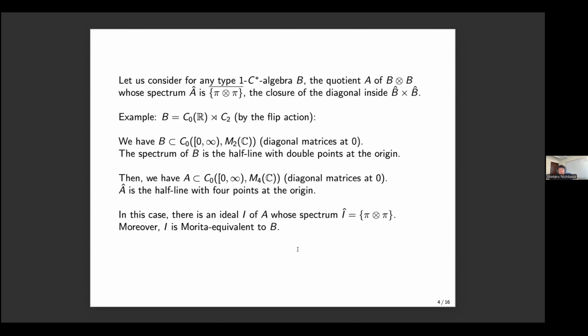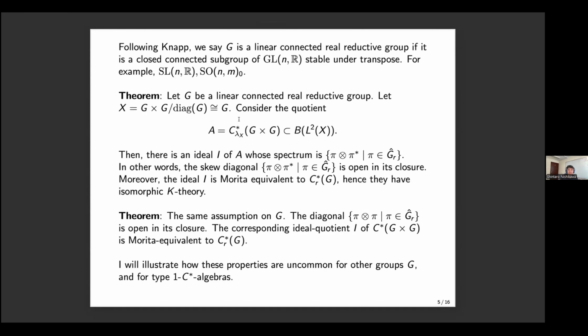It gives you the idea that real reductive groups, which people love, are quite special because, as I will also say, it's not common that this kind of Morita equivalence is obtained. Okay, so this is a theorem I want to first give you.